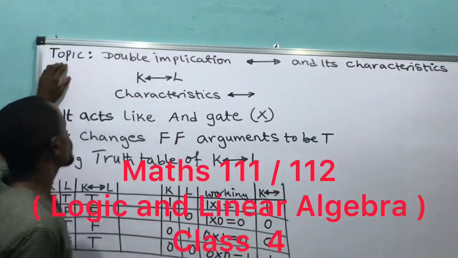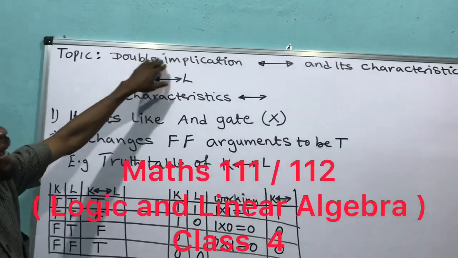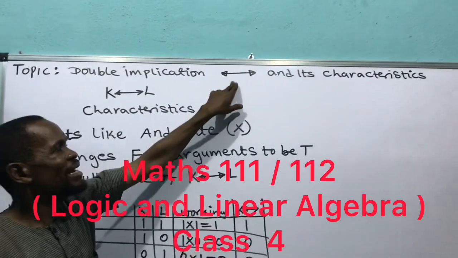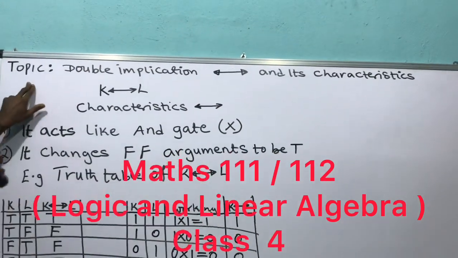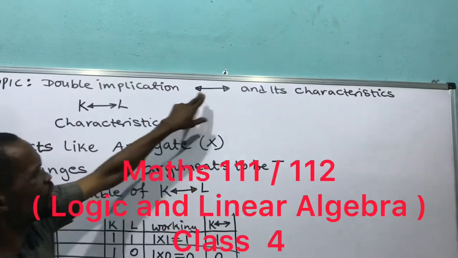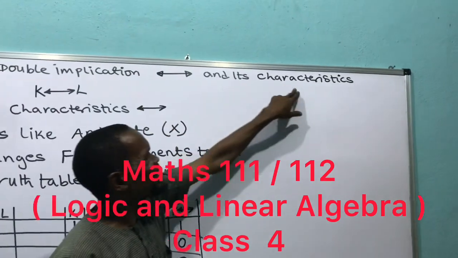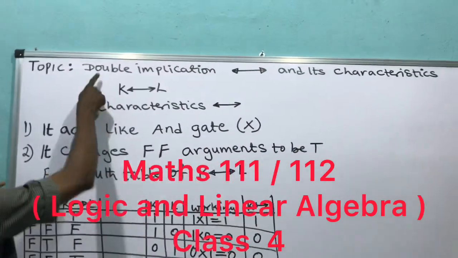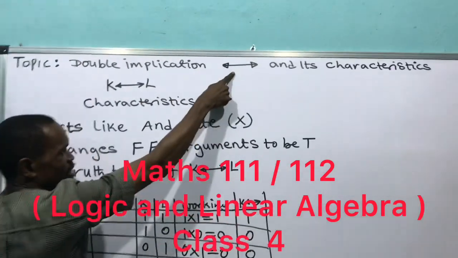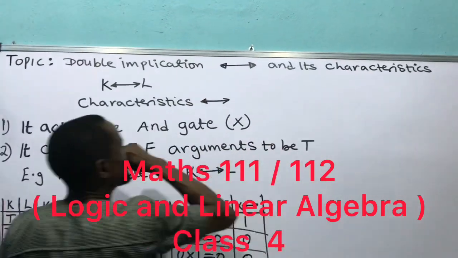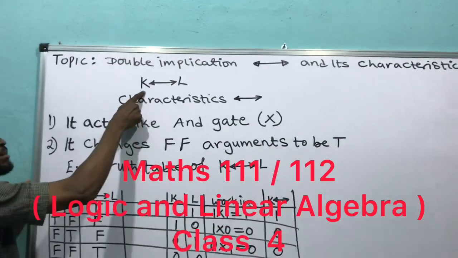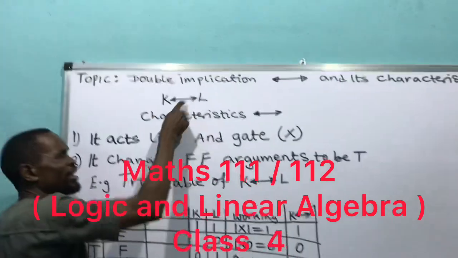Topic: double implication. Look at the symbol. We are treating double implication, looking at the symbol and its characteristics. Look at it. This means K double implication.